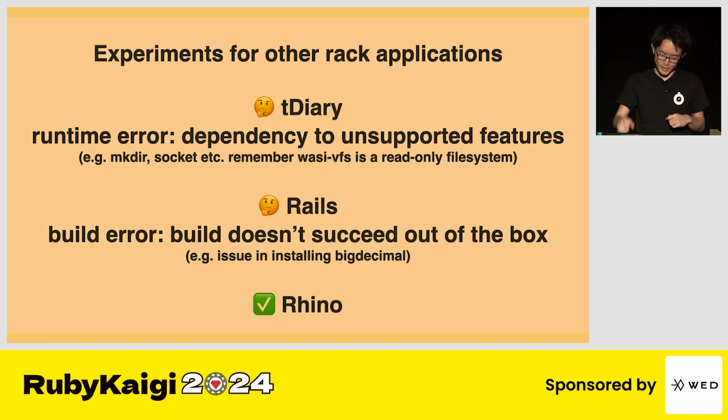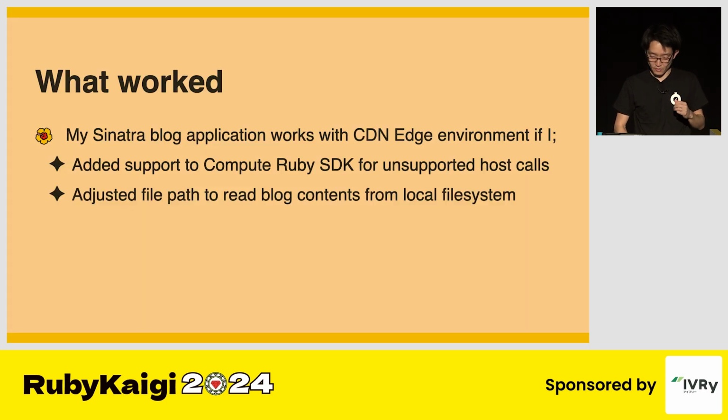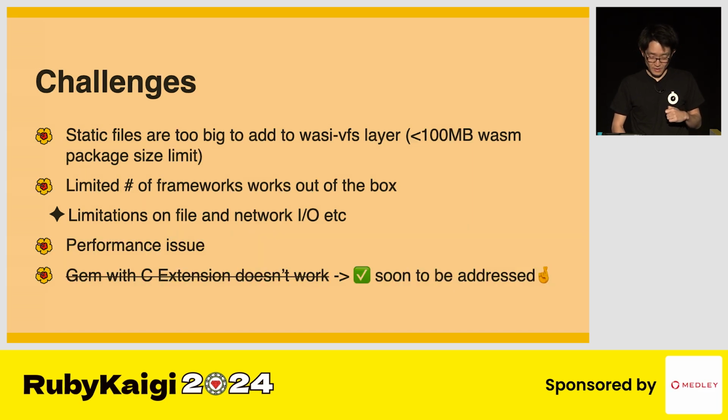There was another Rack application, Rhino, which just works, so that was good. So TLDR, some Rack applications can work out of the box on ruby.wasm, some don't. So that's the conclusion here. So what worked? My Sinatra Rack application works, with some modification like this. There were challenges, and this is the conclusion of my session because I only have 5 more minutes.